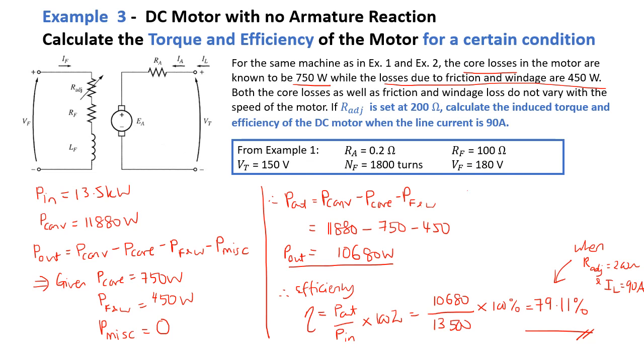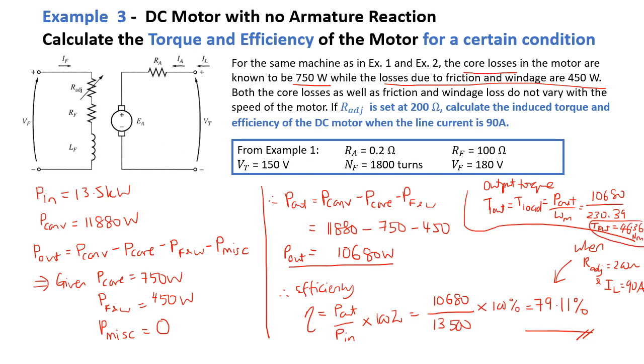Now, if the question was extended and they asked you to calculate the output torque, then the output torque or load torque is P out divided by omega, the speed of the machine. So you can get it from 10,680 divided by 230.39, which is the speed in radians per second. P out over the speed gives you a load torque or output torque of 46.36 Newton meters.